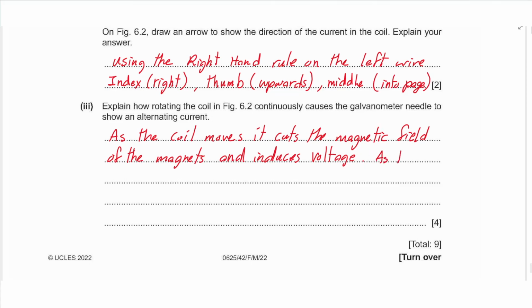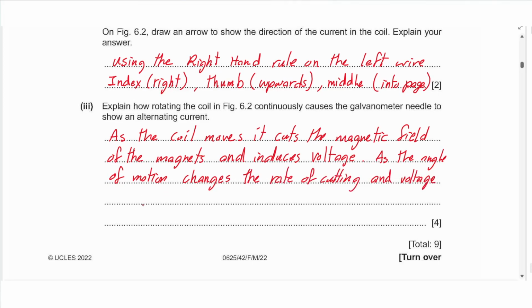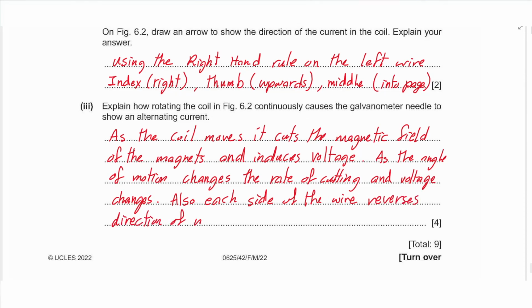So as the angle of motion changes while rotating, the rate of cutting and voltage changes. Also, each side of the wire reverses direction of motion, so current is reversed. So basically in an alternating current, the current changes direction and changes magnitude. The rate of cutting controls the magnitude, and the direction of motion controls the direction of the current.